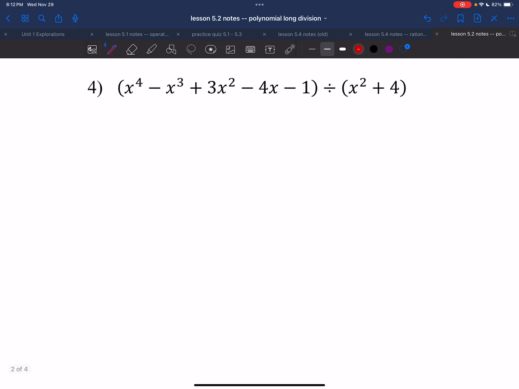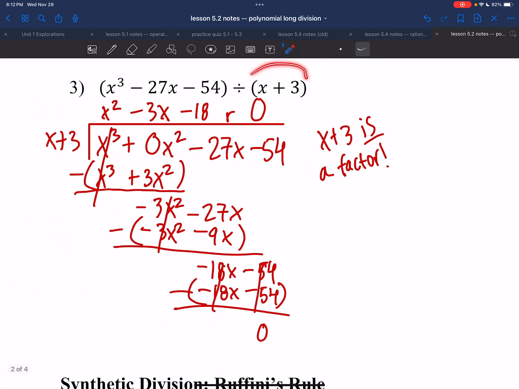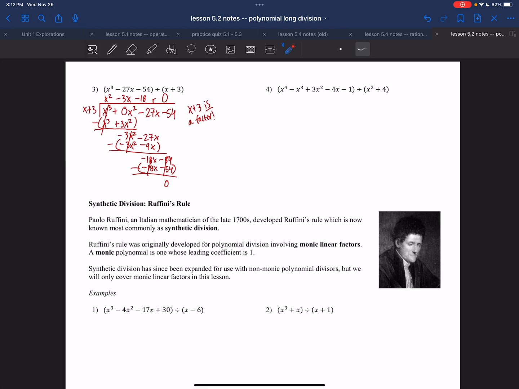Now, it's really not different, but I will just call your attention to the previous things you've been dividing were linear terms, right? The divisors were x plus 3.